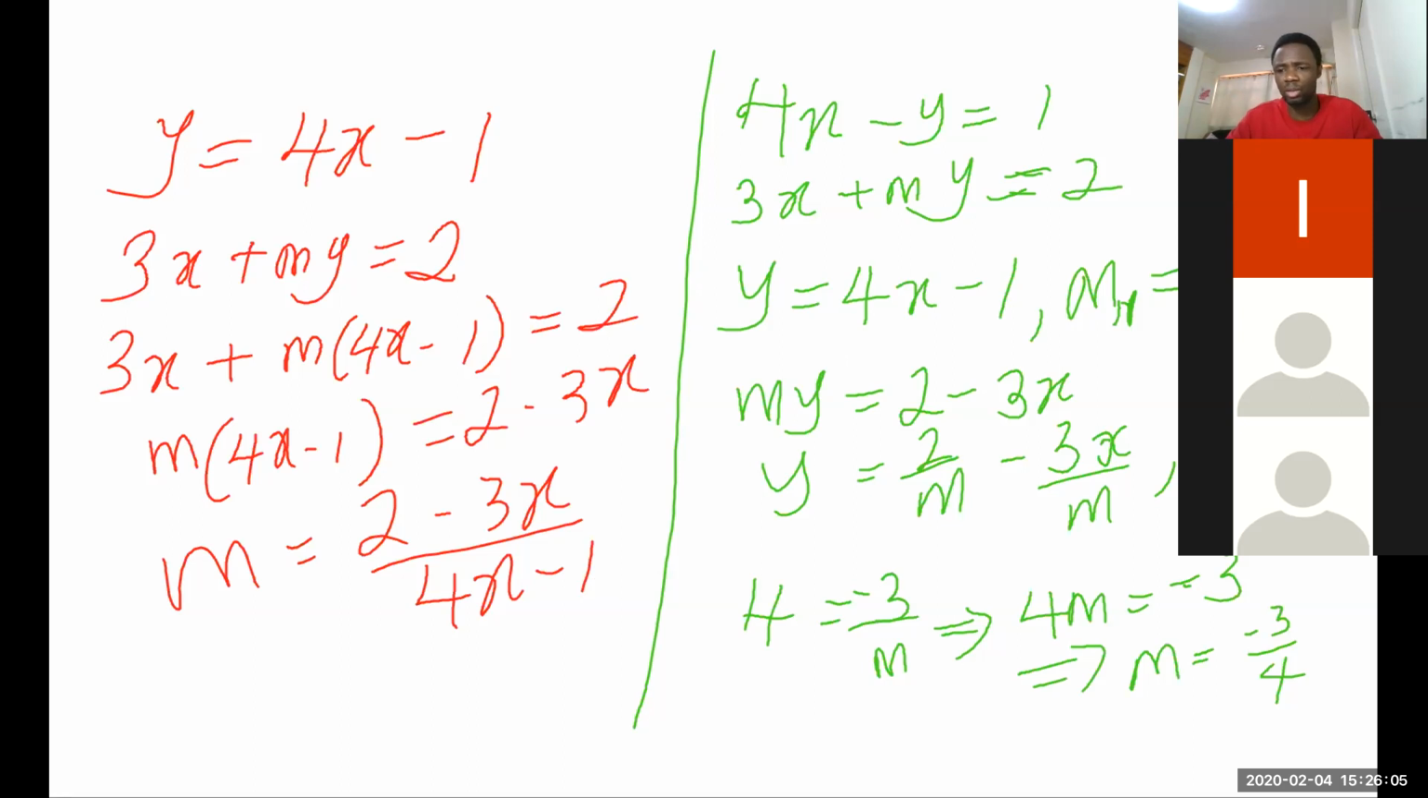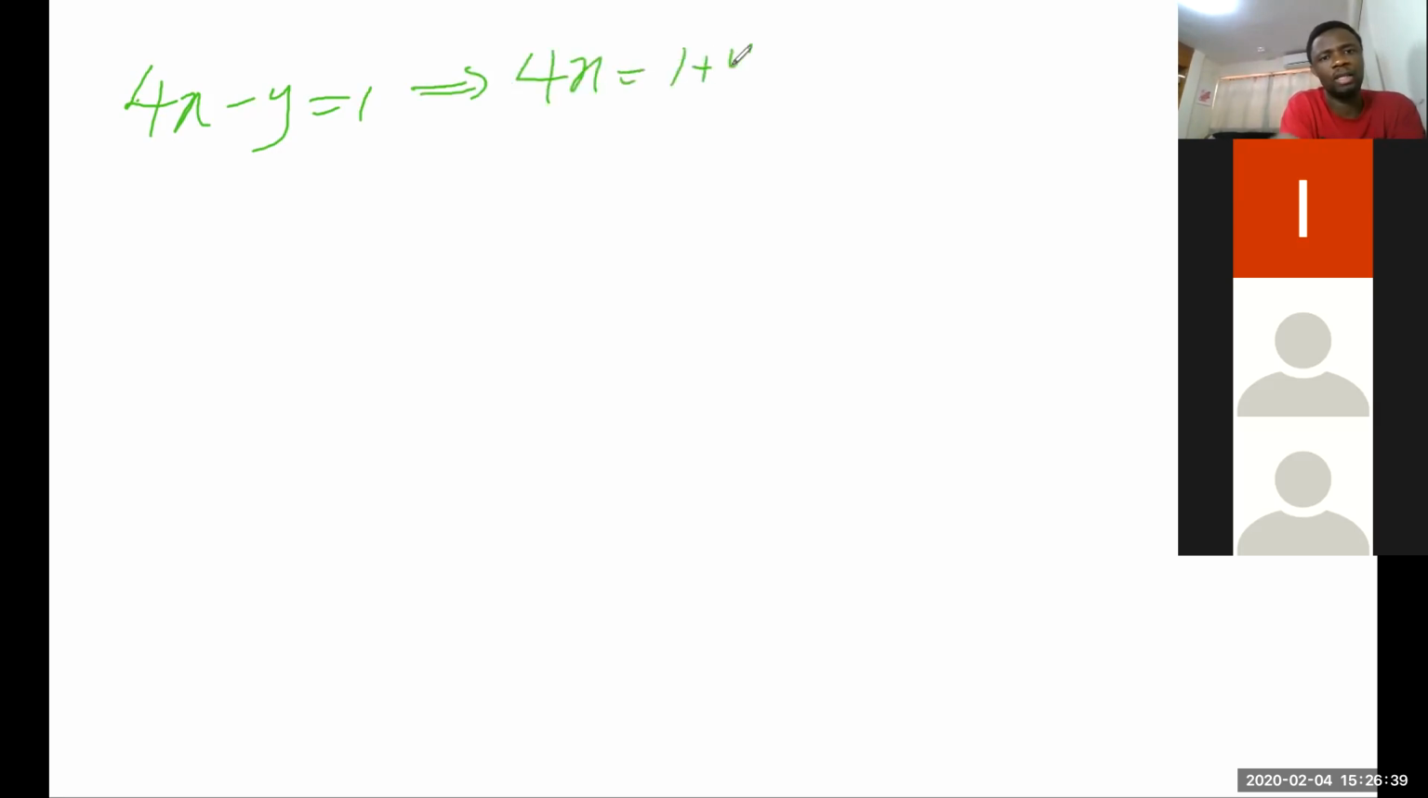Okay, so for this method used by Brandy, the only problem was he suggested making the wrong variable the subject of the formula. So from your 4x minus y is equal to 1, Brandy, are you with me? Rather than making y the subject, make x the subject. If you make x the subject, this implies that 4x is equal to 1 plus y, and this implies that x is equal to 1 plus y divided by 4.